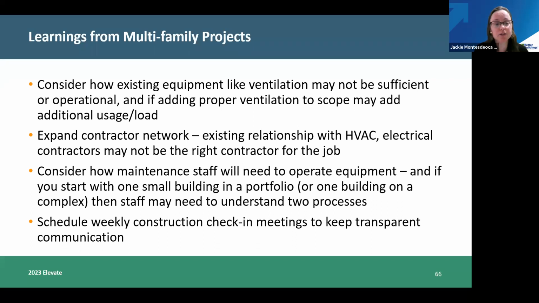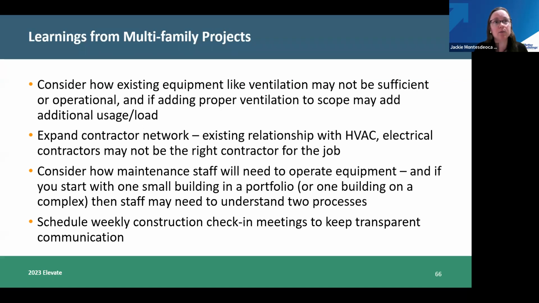We've had contractors that have worked with building owners for years or decades that don't want to touch heat pumps. And so we've got to work to expand our network and bring new contractors in, establish new relationships across contractors and owners. We have to help maintenance staff along because they're going to be looking at new equipment.